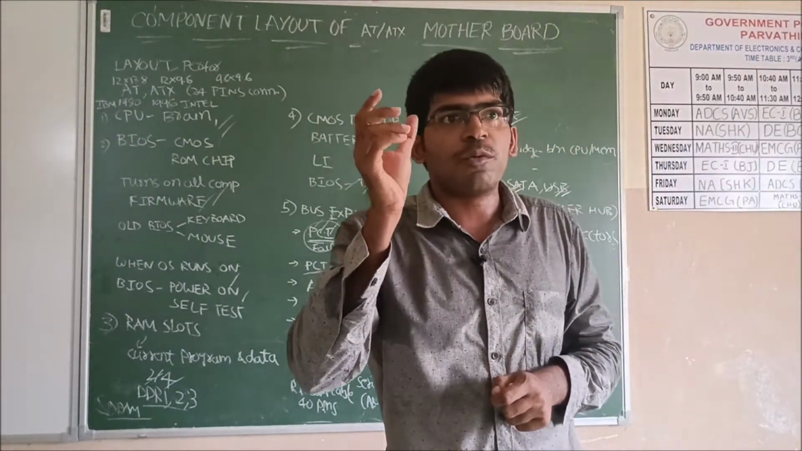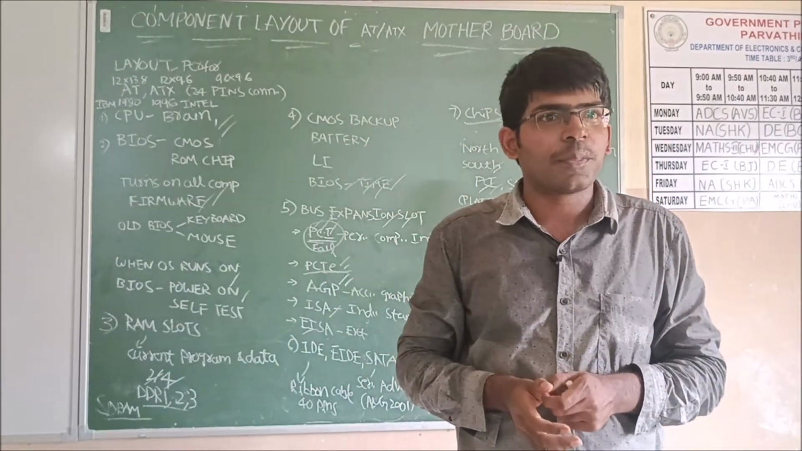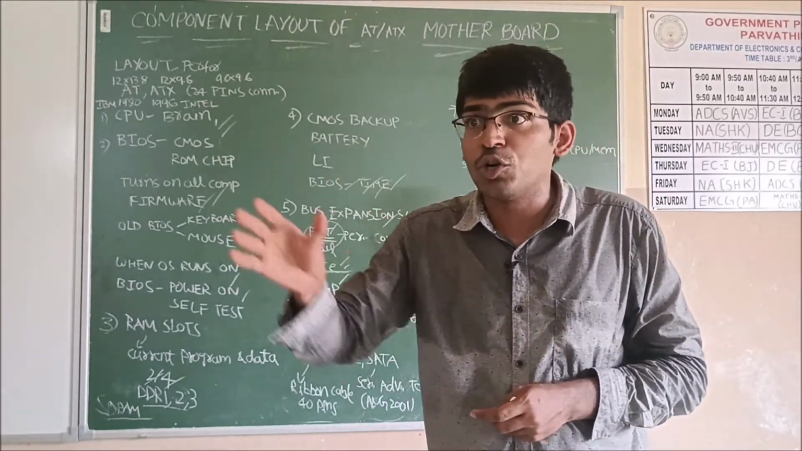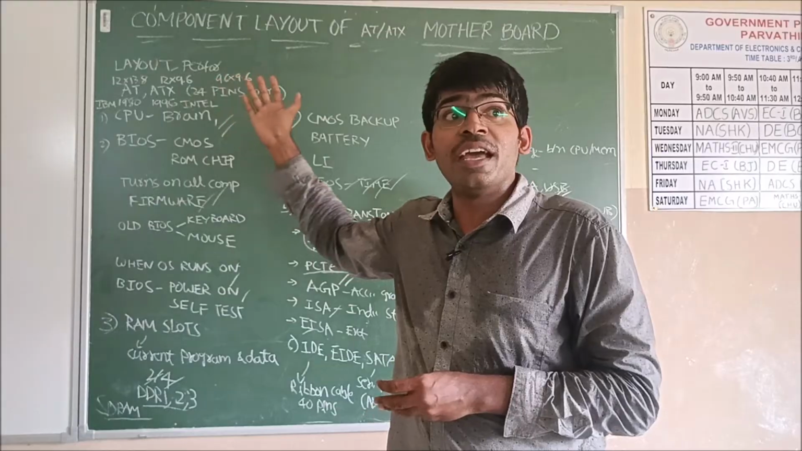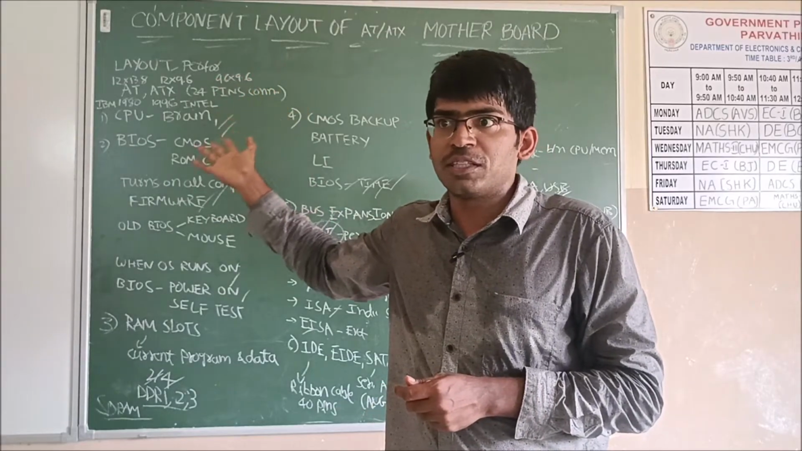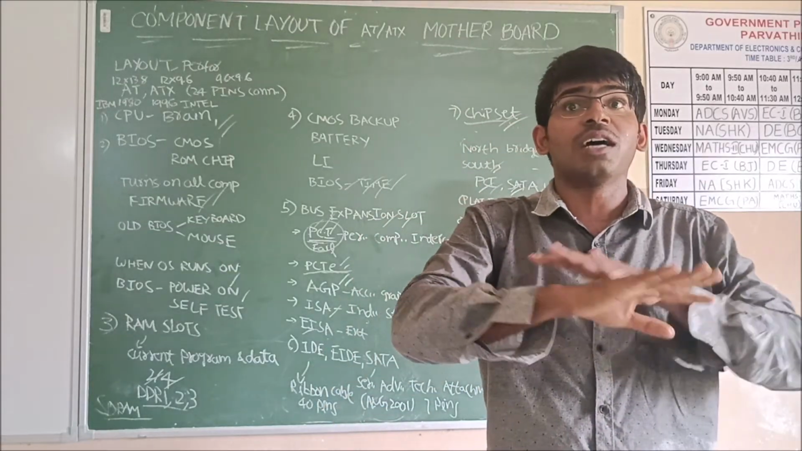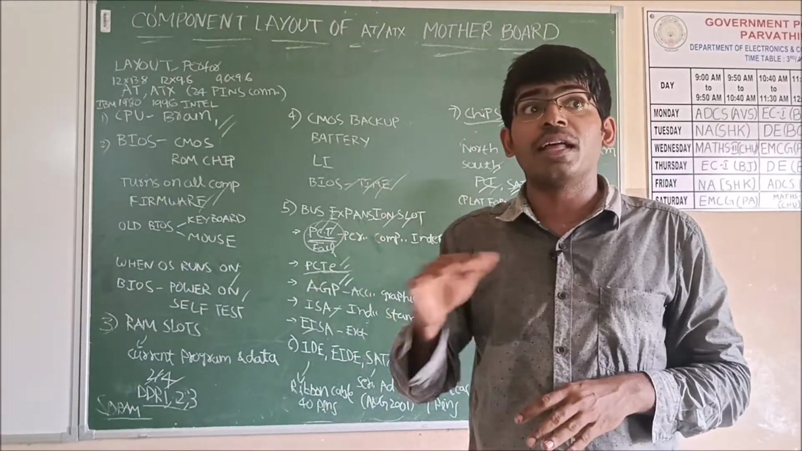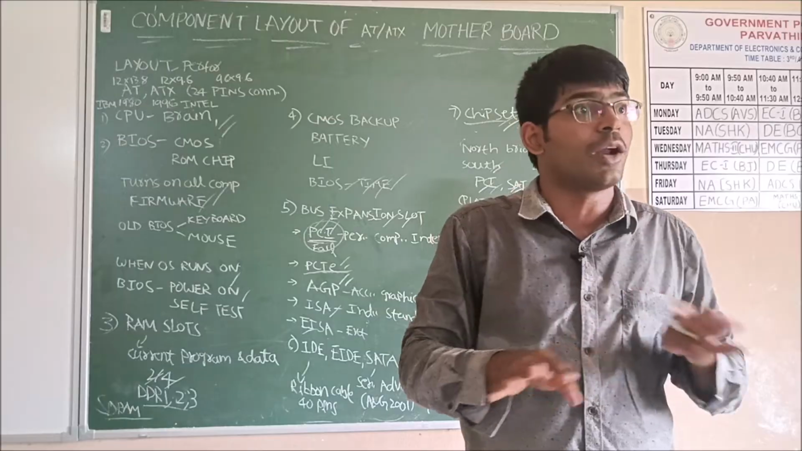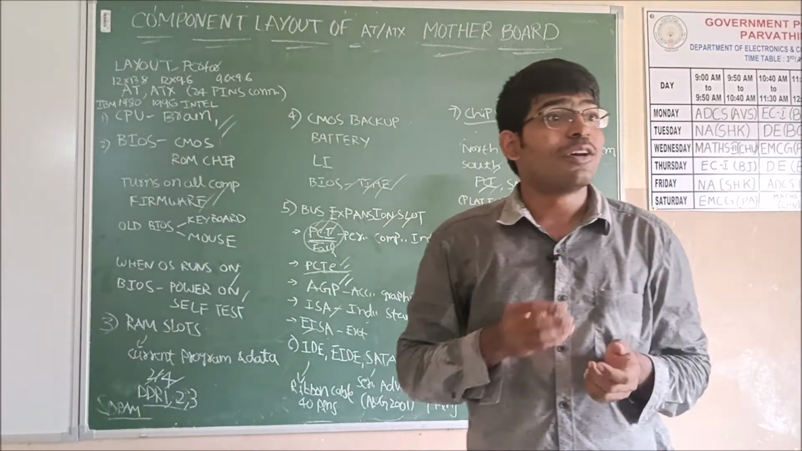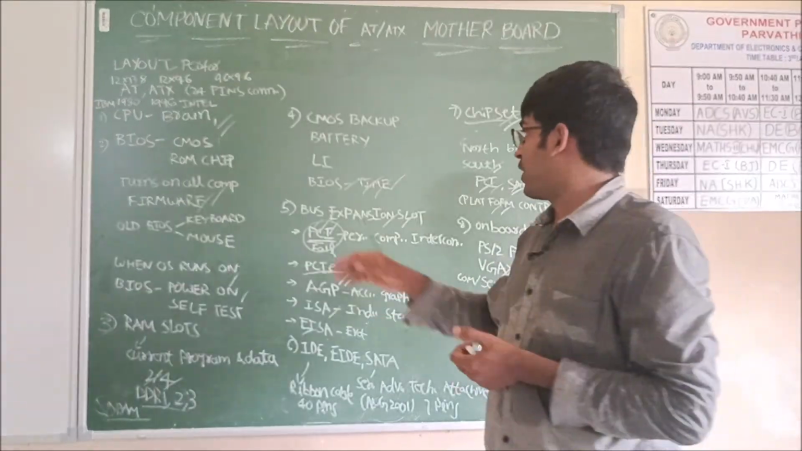Next, CMOS backup battery. For what purpose will we use the battery? In order to give the supply to BIOS and to the RAM. When the computer turns off, because of the supply, the memory in the RAM will not be wiped off immediately. Now, what battery are we using? Lithium battery.